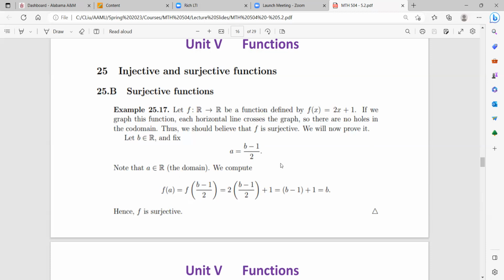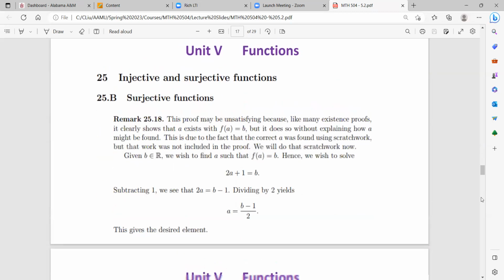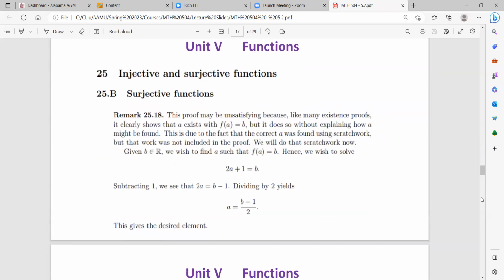And that's how you prove it. You need to find the value a so that it satisfies f of a equals b, but also you need to make sure this a is in the domain. So there are two parts actually. That's an easy example.